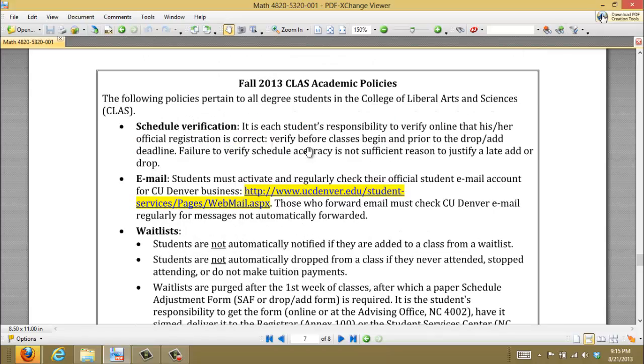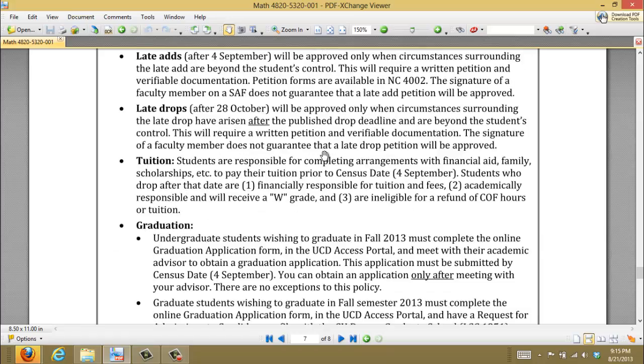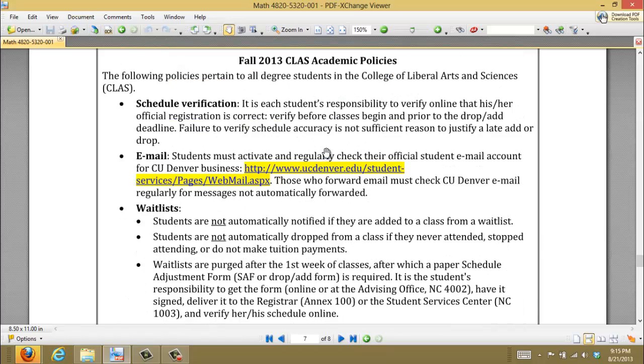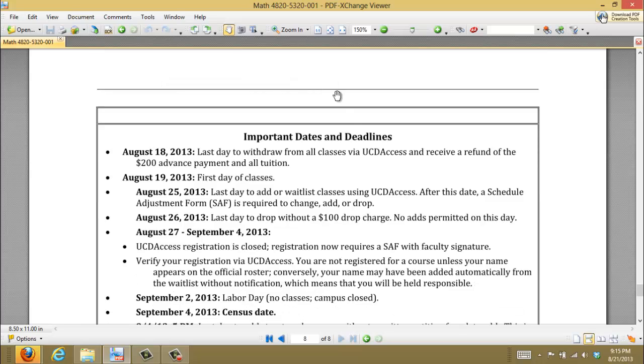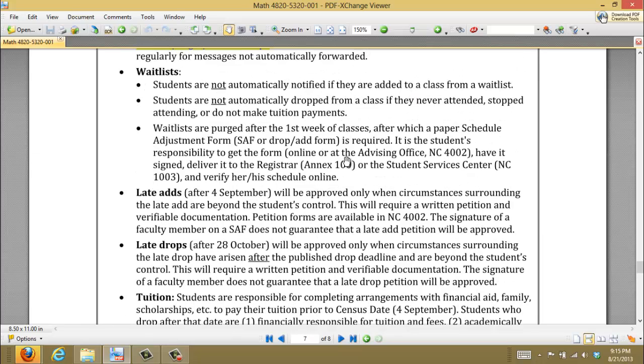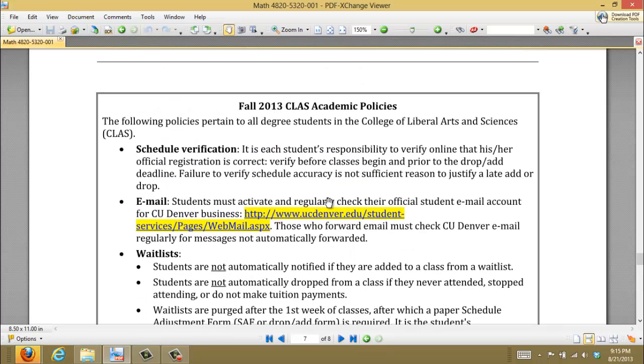Lastly, on the last couple pages of the syllabus, there's simply some class academic policies, and some important dates and deadlines that you'll want to be aware of. I'm not going to talk about these in detail, but just things that you might want to know. So I'd encourage you to read through those and make sure that you have all the information that you need to make the best decisions about how you schedule your time and make decisions about this course.